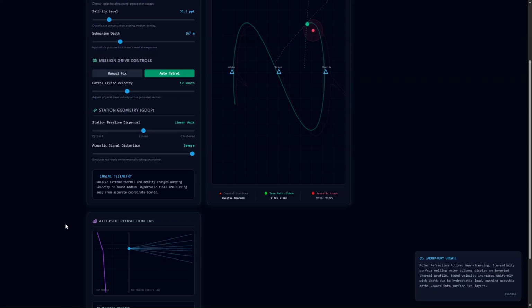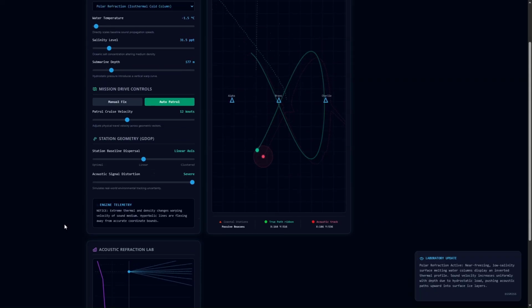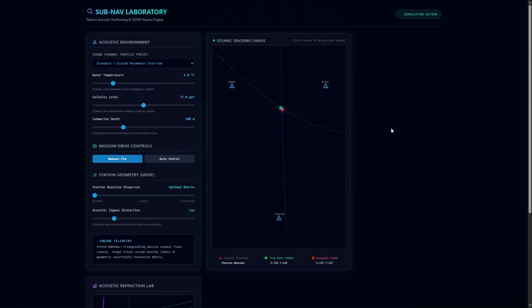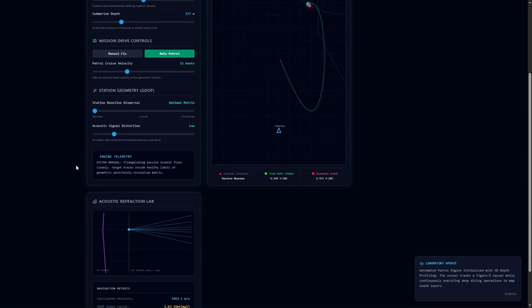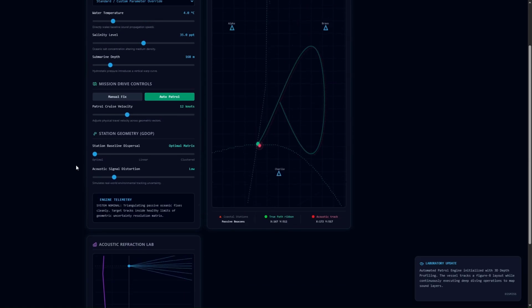This vertical velocity gradient forces acoustic ray paths to bend away from high-velocity zones and toward lower velocity layers via Snell's law, visually bending the navigational curves and introducing tracking variance between the vessel's true trajectory and its calculated acoustic fix.